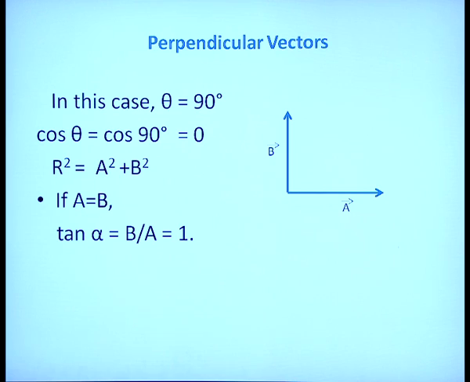So, if you put in R equal to root over A squared plus B squared plus 2AB cos theta, theta equal to 90 degrees, cos theta equal to 0, hence R squared equals A squared plus B squared.